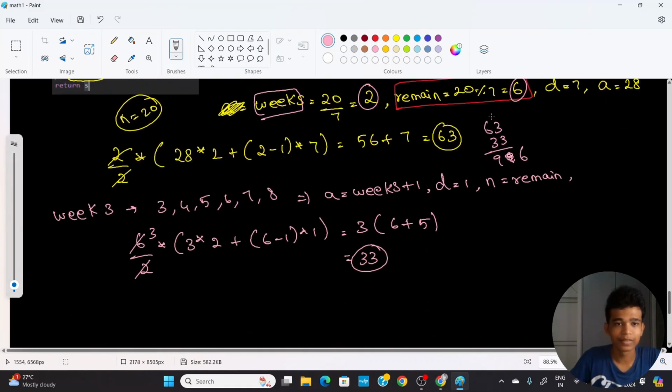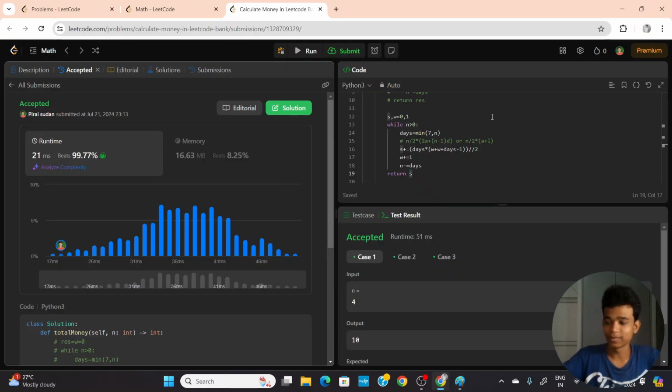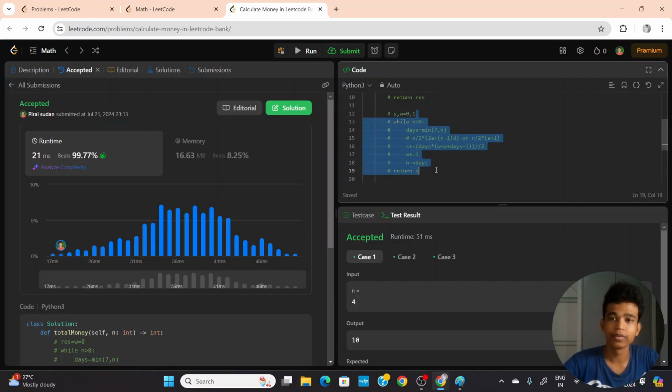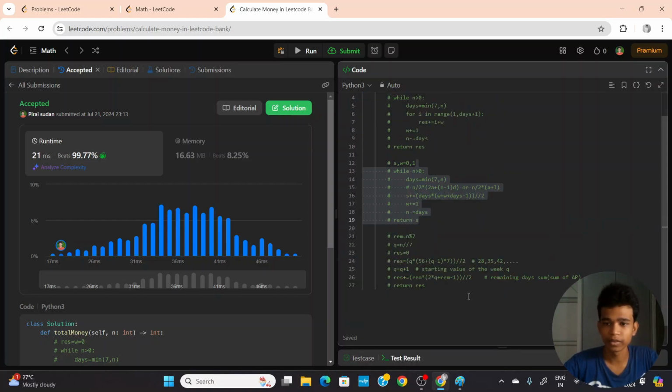Can you understand how tricky this problem is? So what is the time complexity at last? It is O(1). It does not matter what time complexity you have achieved, but this is a very, very tricky solution. Let us see the code. This code is so tricky. If you do something like AP, GP in a math problem, it is so simple.